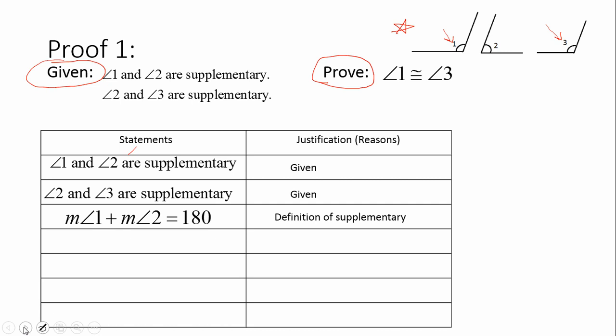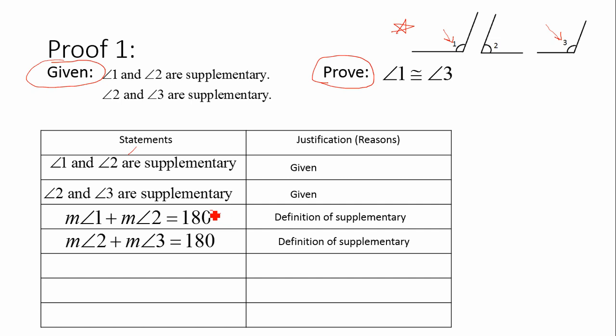And we would do the same thing with angle 2 and angle 3. We saw the word supplementary there, so we also know that angle 2 plus angle 3 there, the measure of angle 2 plus the measure of angle 3 equals 180 degrees as well. For the same reason, definition of supplementary.